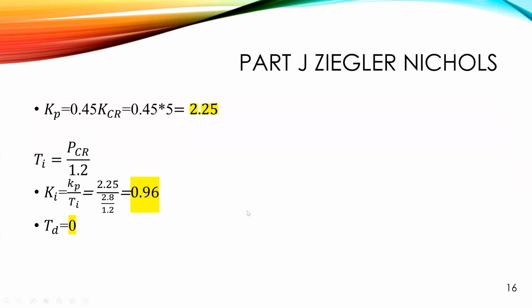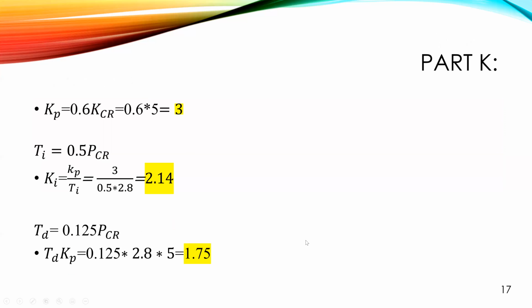For part J, we solve for two PI control parameters for a PI control block: for KP we got 2.25, and for KI we got 0.96. And for part K, we solve for three PID control parameters for a PID control block. Here we have KP is 3, TI is 2.14, and TD is 1.75.